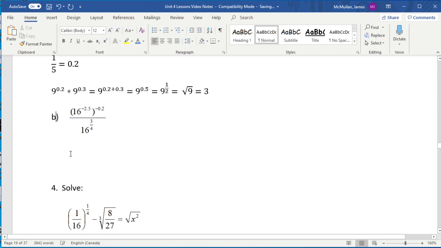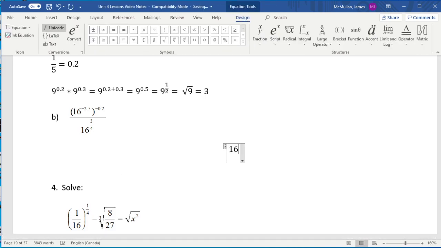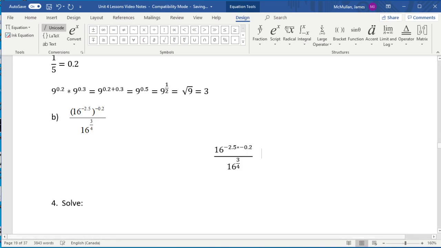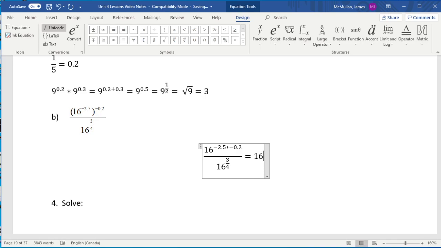Okay, so 16 to the negative 2.5, to the negative 0.2, over 16 to the 3/4. Okay, so what do I do with the first part? When you have a power to another power, you multiply the powers together. So you multiply those two numbers up at the top. Okay, then we're going to divide this by 16 to the 3/4. Okay, what does this do? When you multiply negative 2.5 times negative 0.2, you get a positive 0.5.